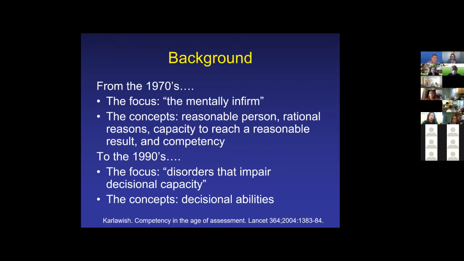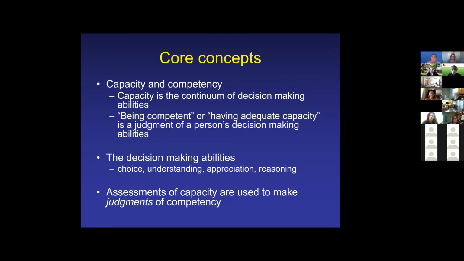By the 1990s, there began to be a focus on the functional aspects of decision-making, that it wasn't a categorical status determined simply on the basis of having a diagnosis of schizophrenia or dementia or senility, but rather we needed to scrutinize whether the disorder impaired decisional capacity, and what its impact was on decisional abilities. And so we arrive now at these core concepts of capacity and competency, which have been created over about 20 years of legal and ethical scholarship.